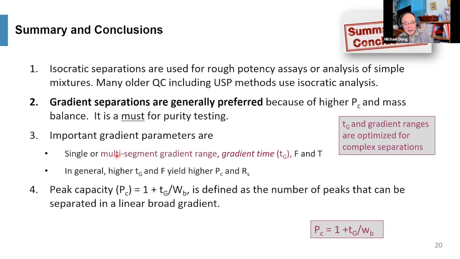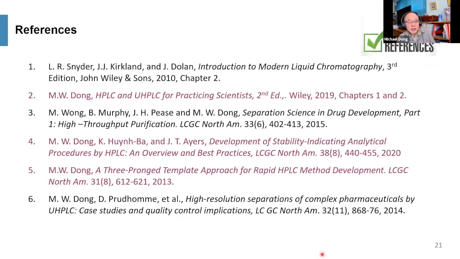Important parameters are the gradient segments, either single or multiple gradients. Gradient time is very important, as are flow rate and temperature. In general, a longer gradient time plus flow rate gives higher peak capacity, and in general gives you better resolution. Peak capacity is defined by this equation, basically proportional to the gradient time divided by the peak width. It's the number of peaks that can be separated in a single linear broad gradient. Okay, so here are the references.